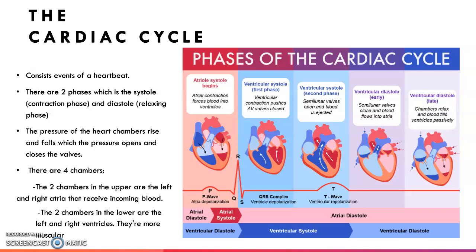And there are 4 chambers. The 2 chambers in the upper are the left and right atria that receive incoming blood, and the 2 chambers in the lower are the left and right ventricles, which are more muscular. And here's a picture of the phases of the cardiac cycle, and it shows from the beginning, the first, second, the early, and the late phase.